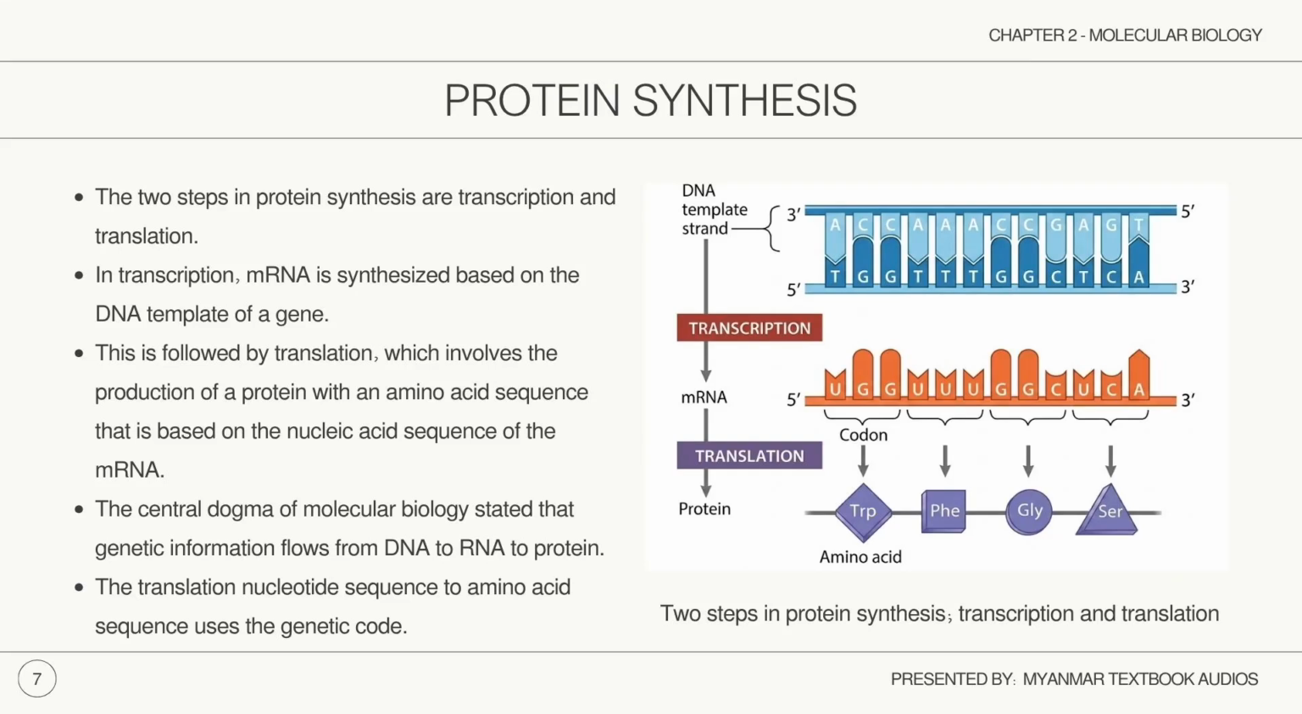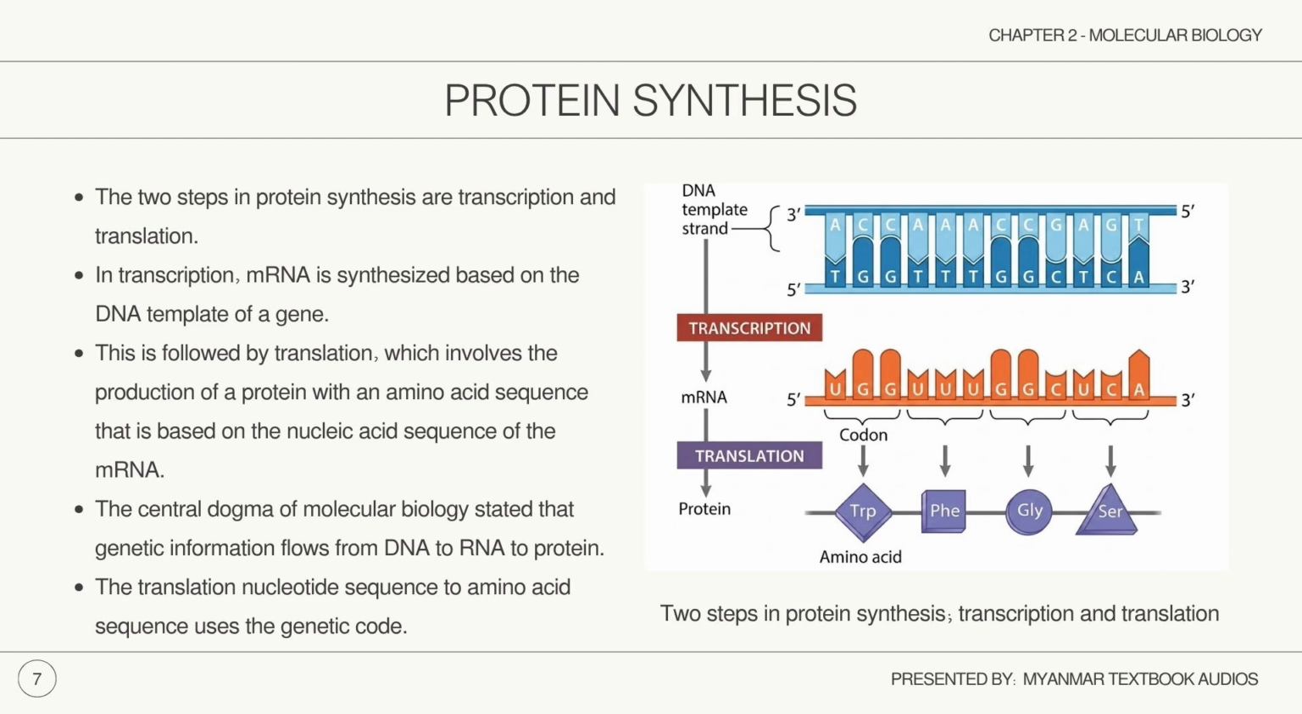Protein synthesis. The two steps in protein synthesis are transcription and translation. In transcription, mRNA is synthesized based on the DNA template of a gene. This is followed by translation, which involves the production of a protein with an amino acid sequence that is based on the nucleic acid sequence of the mRNA.